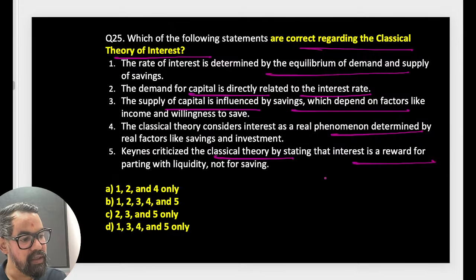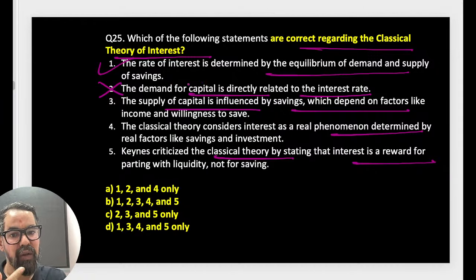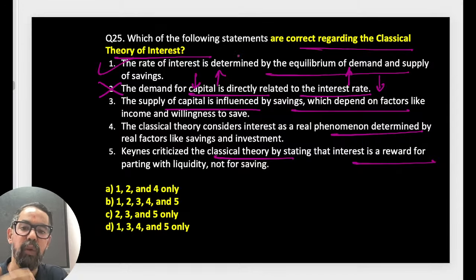Okay, what are you guys suggesting? Okay, so the first statement is true. The equilibrium, that is demand and supply, 100% true. Then the second statement: it is inversely related. Demand for capital and interest are inversely related. When interest is high, demand for capital will be low. When interest is low, demand for capital will be high. People will borrow more money at a lower rate of interest. That is the phenomenon. The third one, yes, 100% true.